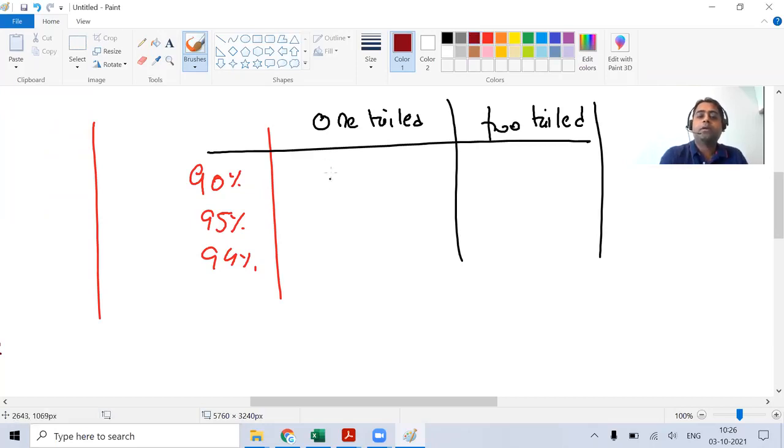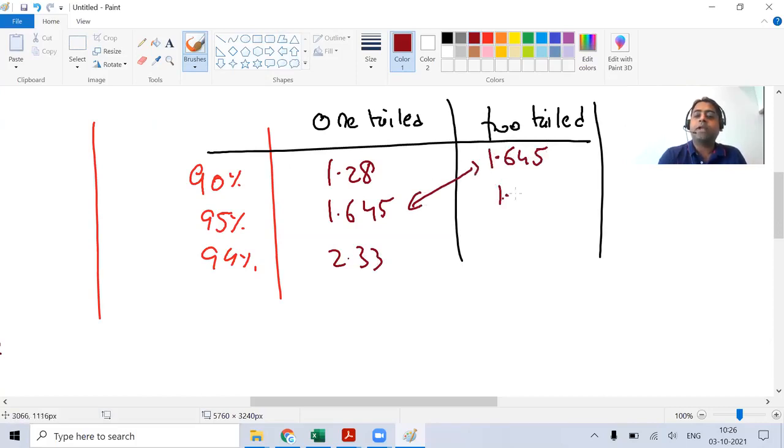1.28, right? Perfect. 95% is going to be 1.6. It's actually 1.645. That's correct. What is 99%? I want you guys to answer. 99%, 2.33. Perfect. Okay, we also know that the two-tailed numbers for 90% is again 1.645. These two match, right? Then you have 1.96, then you have 2.58.